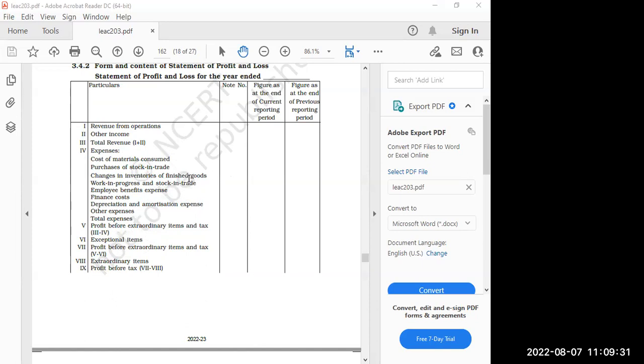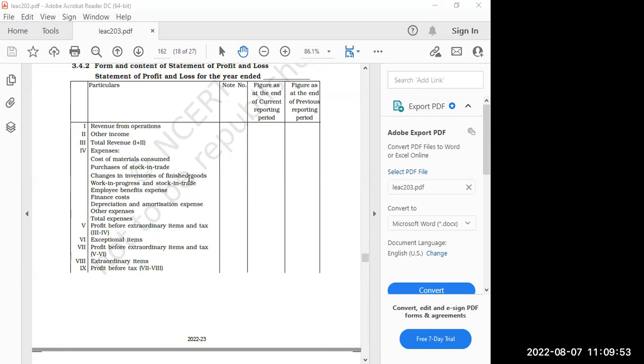Then where do you find out closing stock? Closing stock of raw material, closing stock of stock in trade, where can you find this? In the adjustment. Okay. So whatever is there in the trial balance is called opening, whatever is there in the adjustment is called closing. Right. Then employee benefit expense.